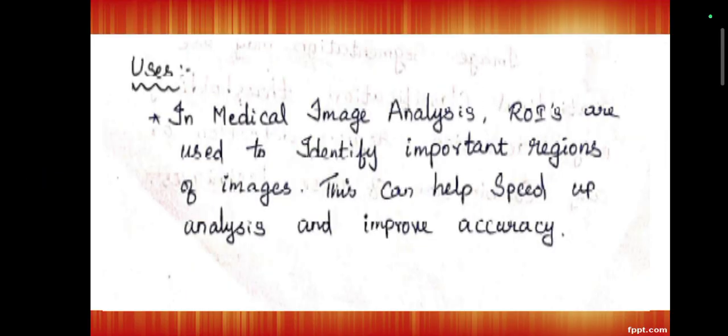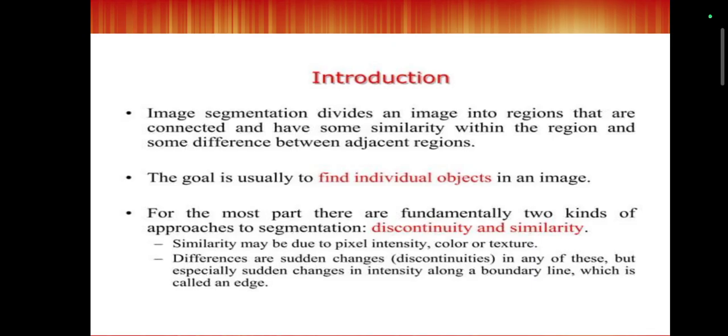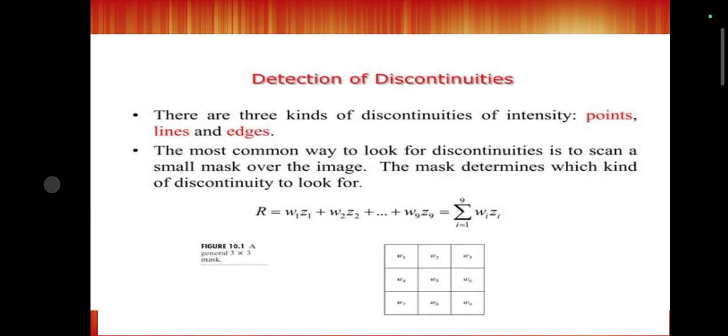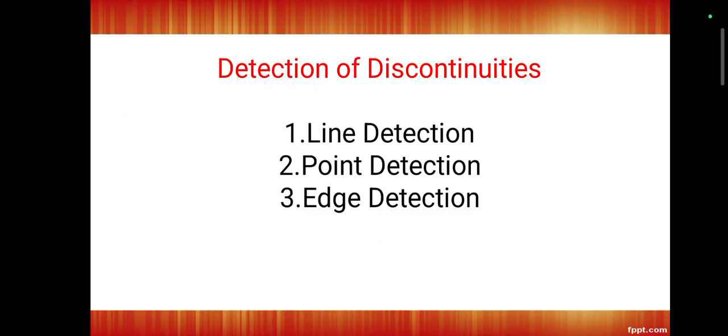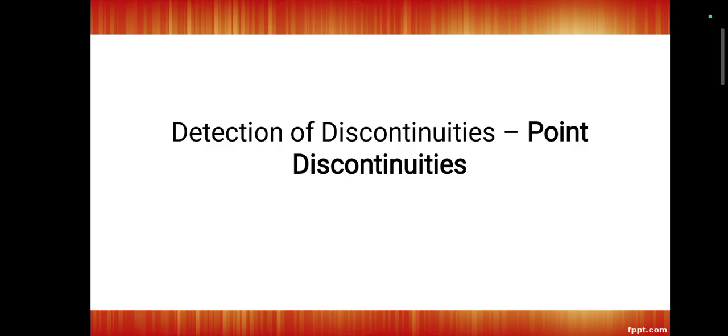So ROI is used for medical image analysis, and for medical image segmentation it is used to find individual objects of an image, which is called image segmentation. Detection of discontinuities is used for finding line, edge, and point discontinuities. By using a mask, these types of discontinuities can be detected. Detection of discontinuities is among the three types.